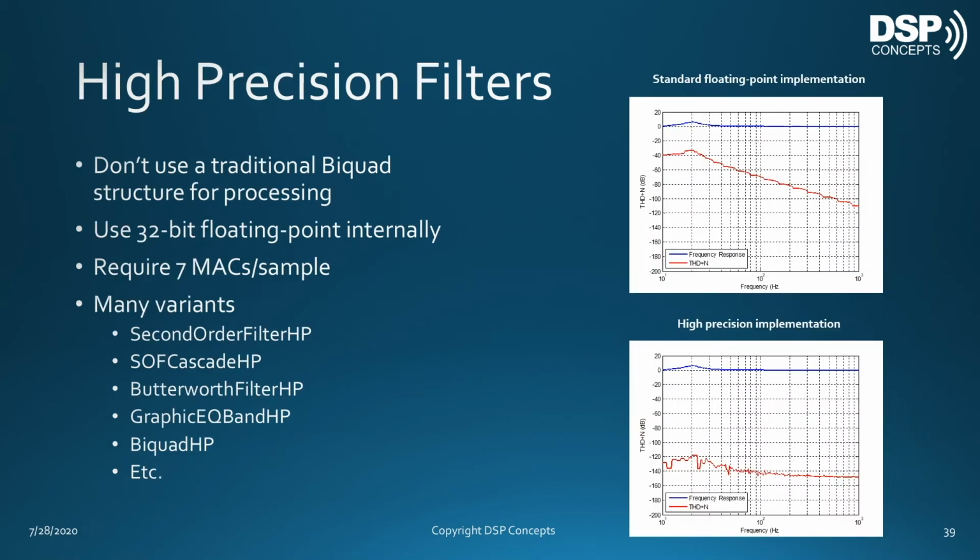There's also a set of high precision filters. These don't use a traditional biquad structure for processing. They still use 32-bit floating point math internally, and instead of typically 5 MACs per sample, they're using 7 MACs per sample. On the right shows an example of a low frequency peaking filter. So this is trying to do gain changes at 20 Hertz. So what you'll see in each plot, the one on the top is a standard floating point second order filter implementation. What you'll see is the noise floor is about 40 dB down. That would be audible. With the high precision filter, we're about 120 dB down.